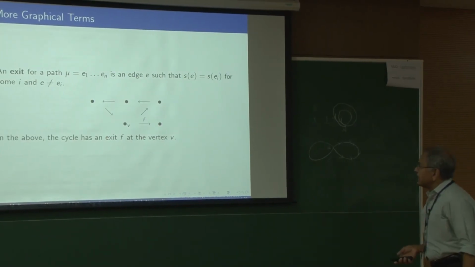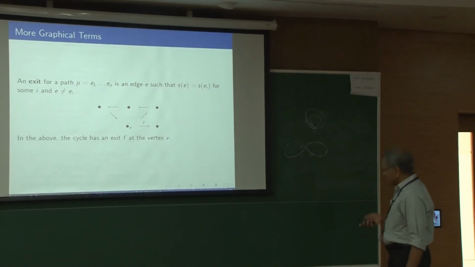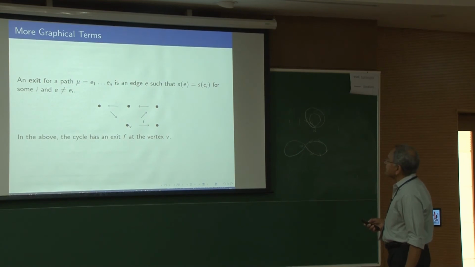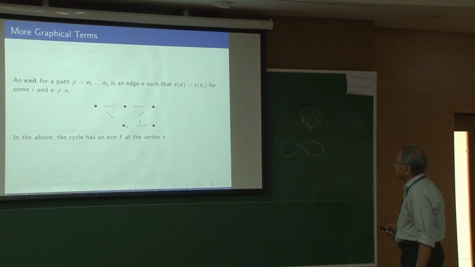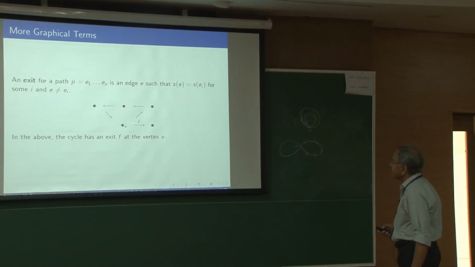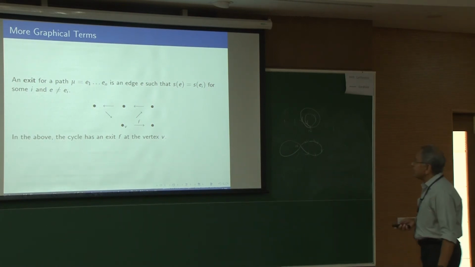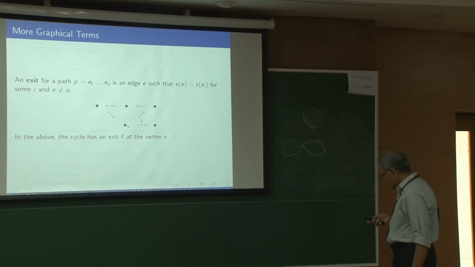And an exit for a path, say if the path is e1, e2, ..., en, is another edge, like in this example, f. See, here is the path, and f is an exit. It is not part of the path here. Okay. So it's an exit whose source is the same, but the range of the edge is not equal to any of those vertices on the path there.